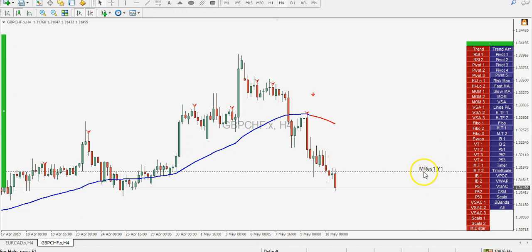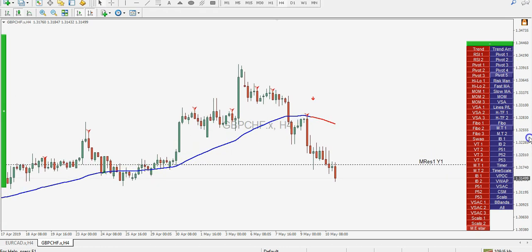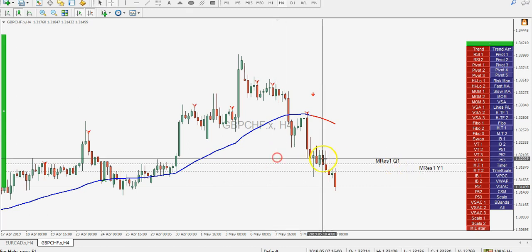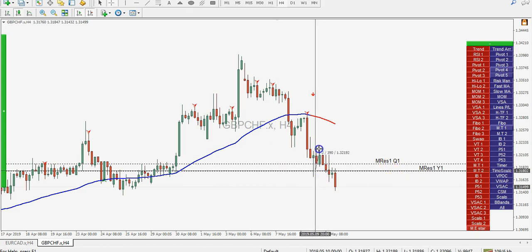Okay, now see, I can see this is the middle of resistance 1, year 1. And then I'll see, do I have, this was the middle of resistance 1, quarter 1. So market, just when it came over here, it stalled upwards and then it moved downwards. This was what I can do.